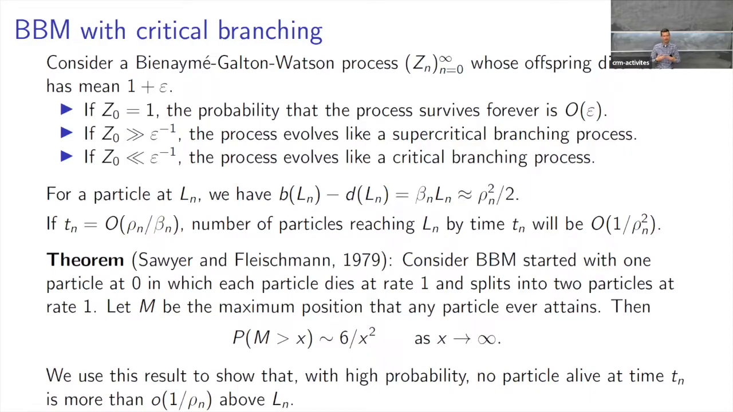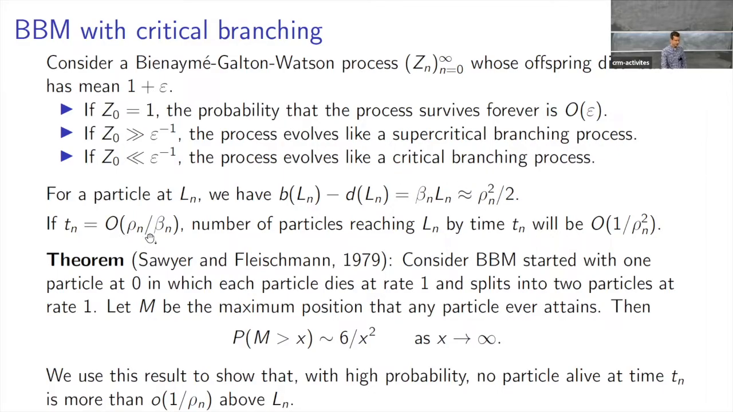So now let's go back to considering our model, and suppose we have a particle at L sub n. Well, we know that the difference between the birth rate and the death rate for this particle is going to be equal to beta times L. And because L is approximately rho squared over 2 beta, this is going to be approximately rho squared over 2. And because rho is going to 0, we need to think of this as being something small, like this epsilon here.